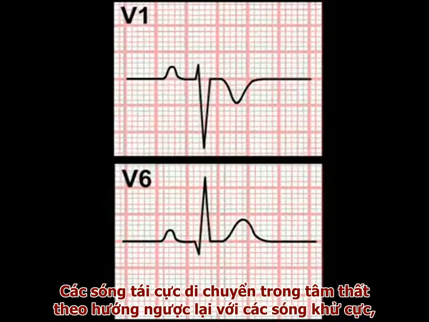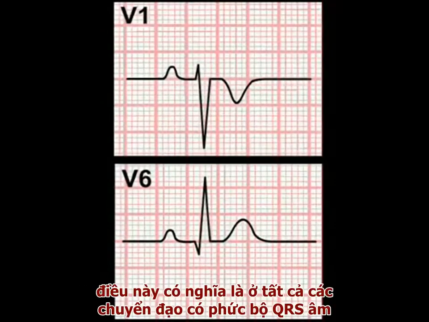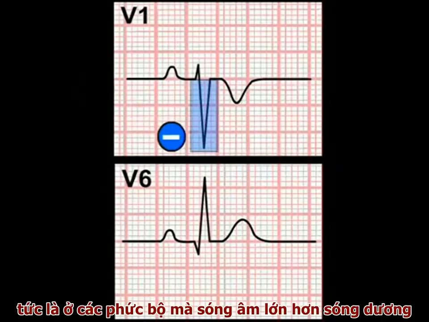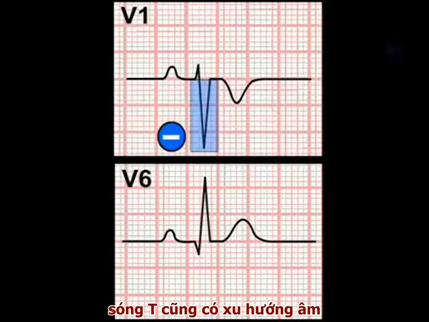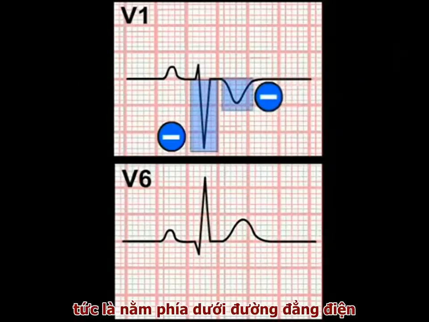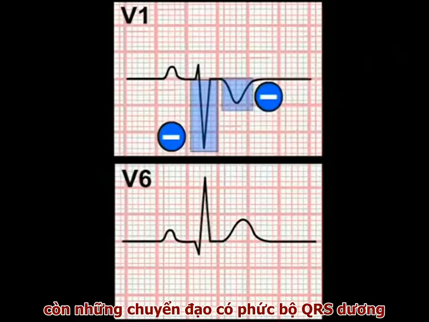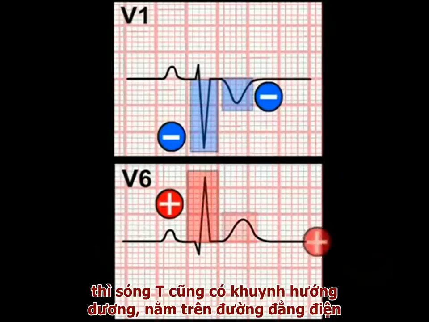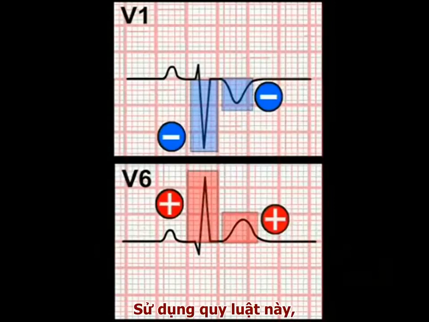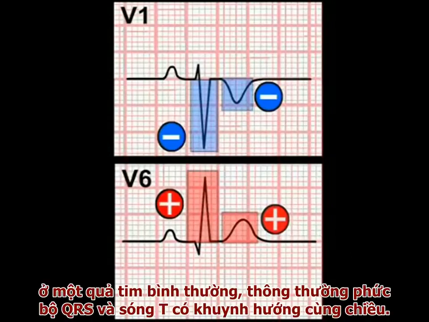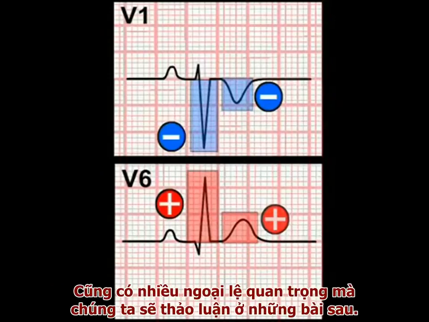opposite direction to the depolarization wave means that in leads with an overall negative QRS complex, that is, the negative deflection is larger than the positive deflection, the T wave also tends to be negative, lying below the isoelectric line. While in leads with an overall positive QRS complex, the T waves are also positive, lying above the isoelectric line. To use the jargon, in non-diseased hearts, the QRS complexes and T waves tend to be concordant. There are important exceptions to this rule, which we will deal with shortly.